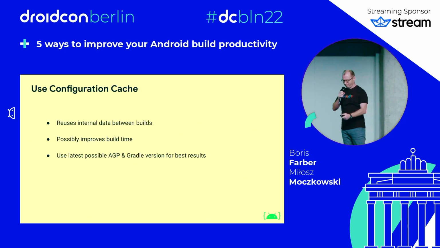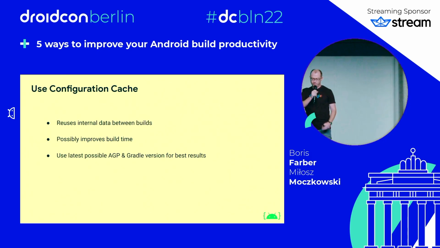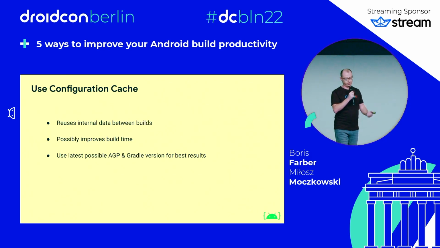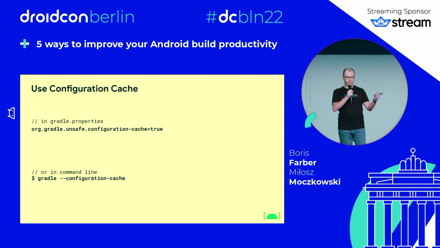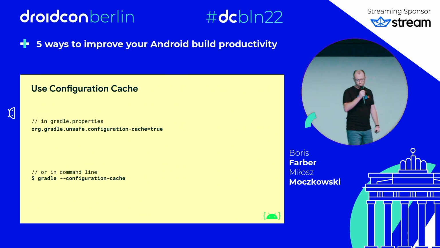Excellent. So what is a configuration cache? It's a Gradle feature that reuses internal data between builds, which means possibly improved build times. And of course, to get optimal results, use the latest possible AGP and Gradle versions. How to enable it? Pretty easy. In our Gradle properties, we set this flag to true. Or if you want to enable it from the command line, we just call it.